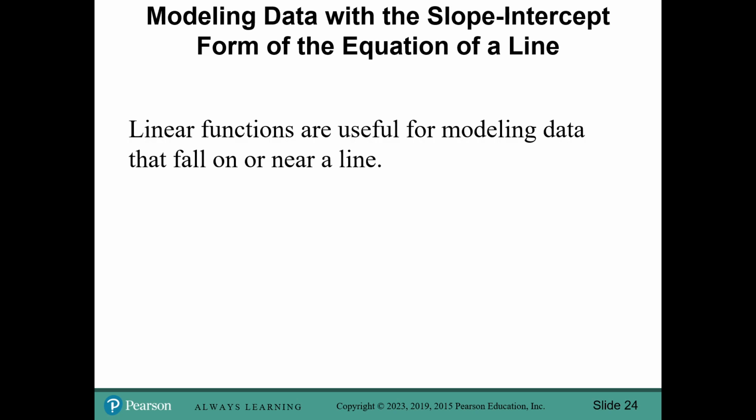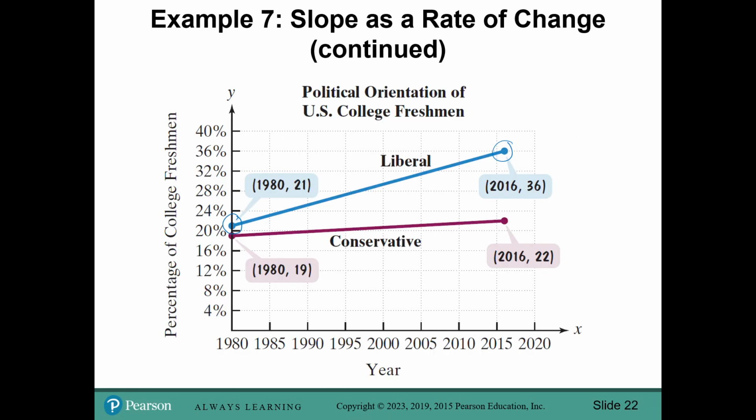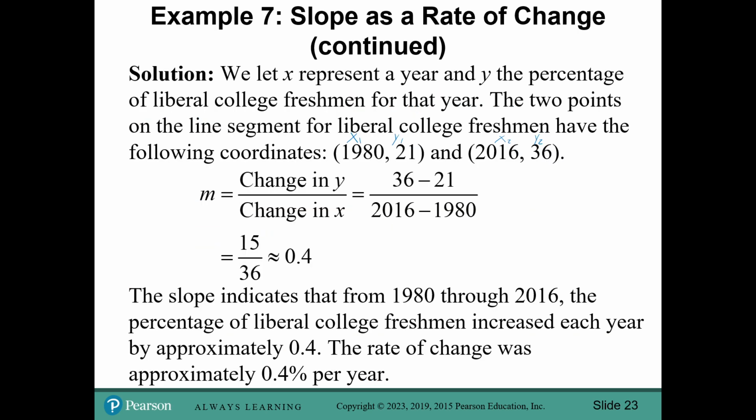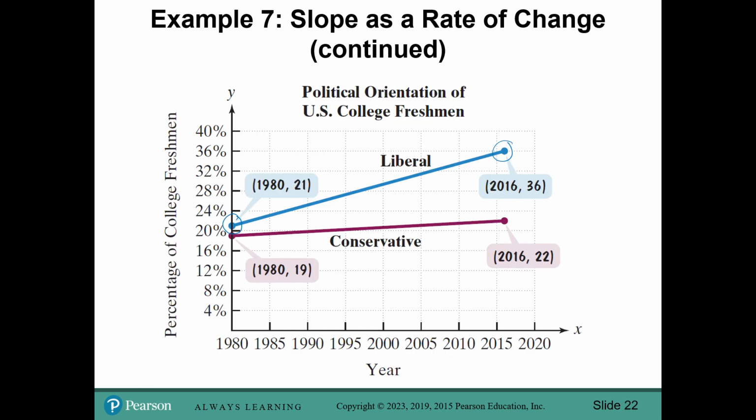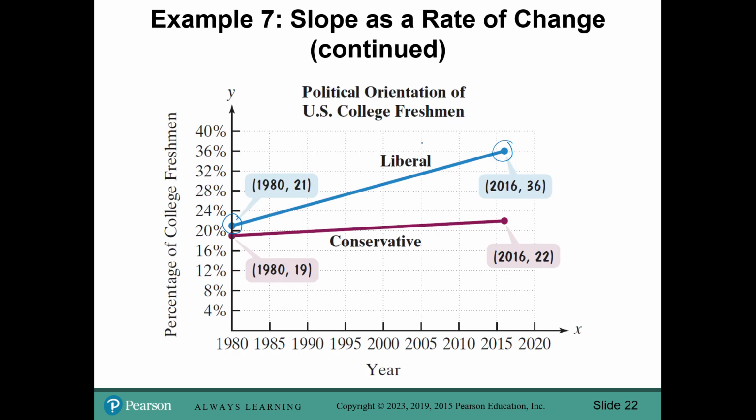Linear functions are useful for modeling data that fall on or near a line. So technically what we could do is model this data, which is essentially what they've done in example 7, with this slope given that y-intercept. So if we wanted to model this, we now have the slope. So we would have y equals mx plus b. We're just going to model the liberal one that we solved for. We have the slope, 0.4x. And what we would need is the y-intercept, which we could solve for.